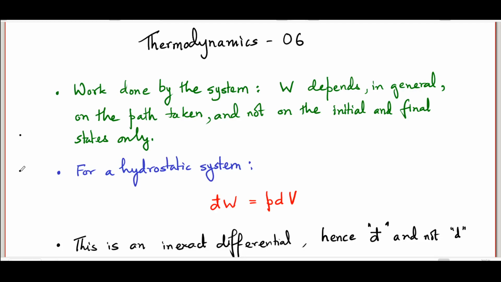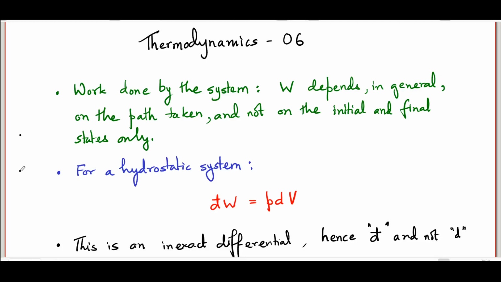Now, this work depends in general on the path taken, that is, exactly how you go from one initial state to a final state, and not just on the initial and final states of the process. Specifically, for a simple hydrostatic system, the work done is given by P times dV for an infinitesimal process. And of course, if you have a finite process, which changes the volume by a finite amount, you have to integrate P dV to get the result.